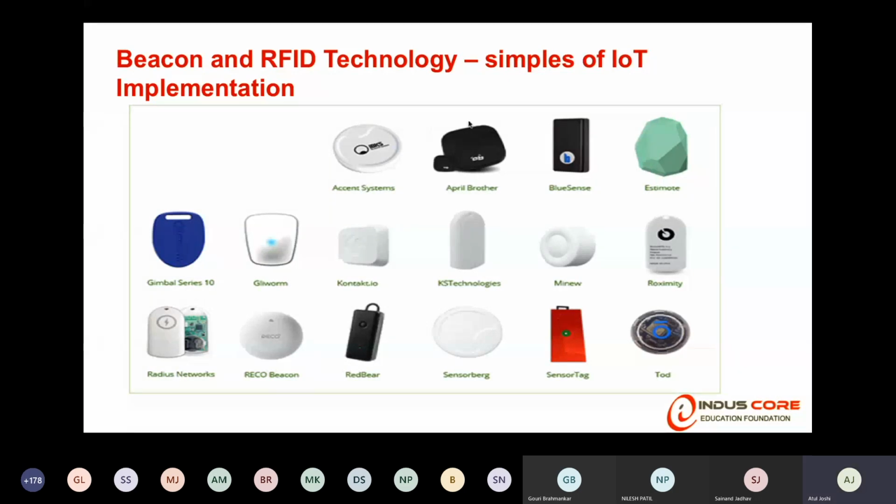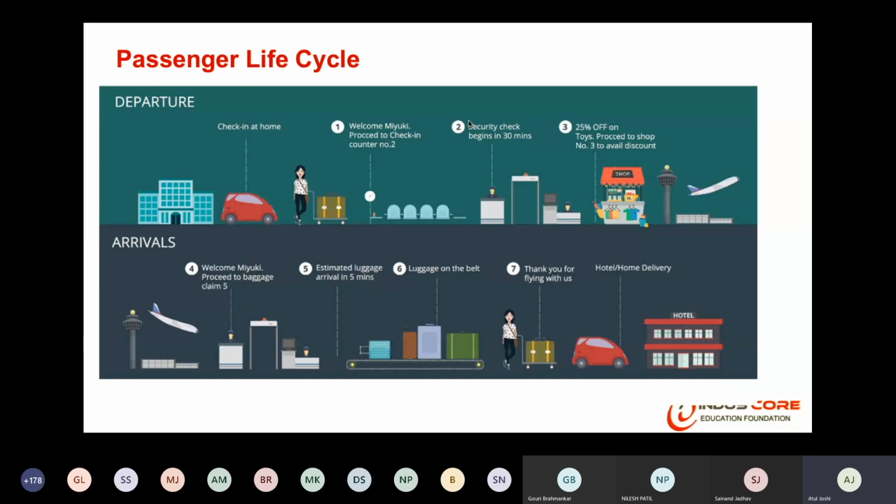Now, as I said, let's look at the passengers. Out of the three stakeholders, let's look at them one by one and how IoT can help them. So what are the stages of any passenger at the airline? One is basically you check in at home, so you do a web check-in.